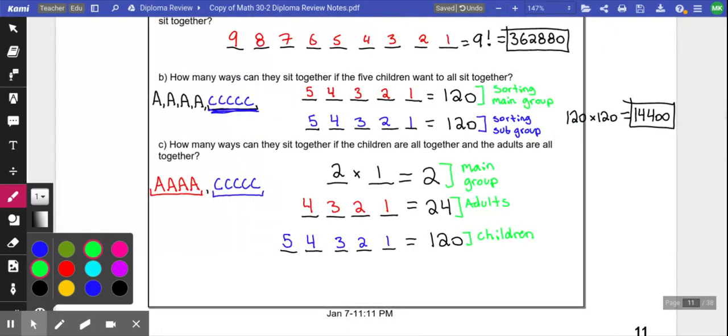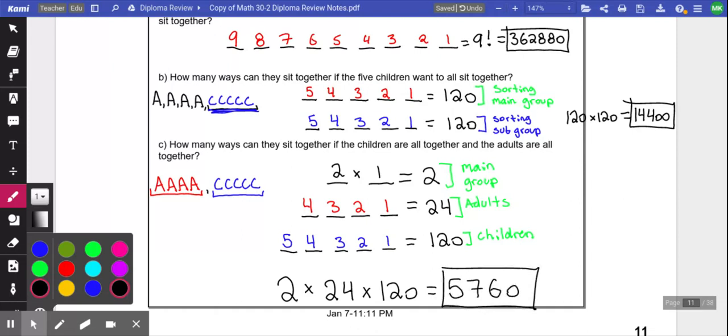Now that you have 3 numbers, you're still going to multiply them all together. You sort the main group, and you sort the adults, and you sort the children. Notice that I'm saying the word and then writing a multiplication symbol. That's a reminder that and means to multiply. So if we put that in our calculator, that gives me 5,760 ways that I could sort the adults all together and the children all together.